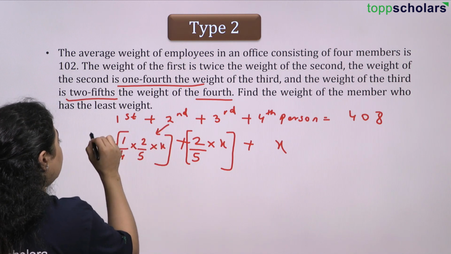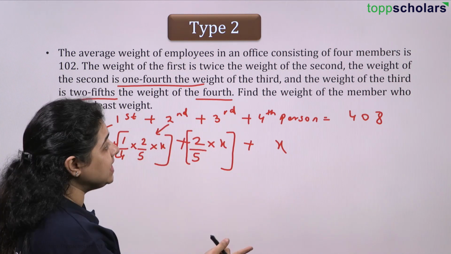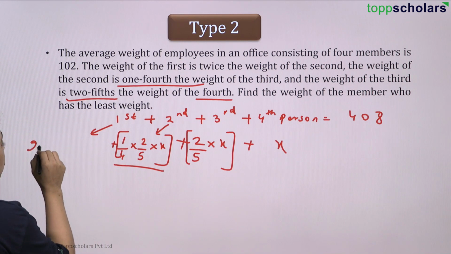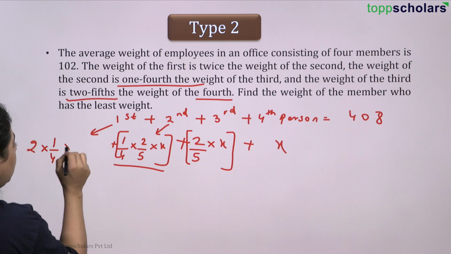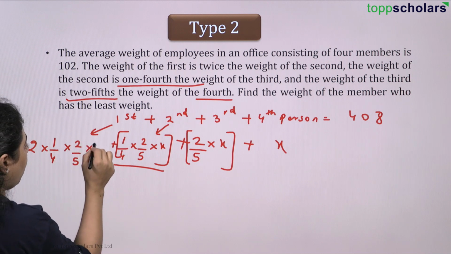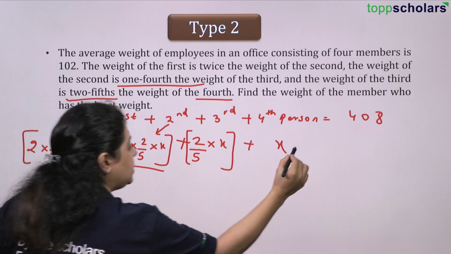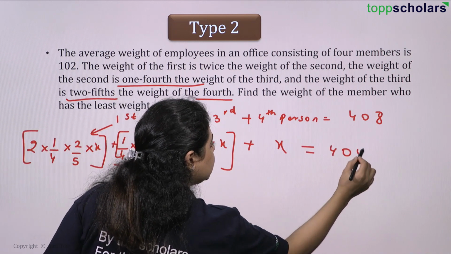Okay? And the first person is twice the weight of the second person. So 2 times, meaning 2 into 1 by 4 into 2 by 5 into x. This is the easiest representation. Now this is equal to 408, which is given to us.